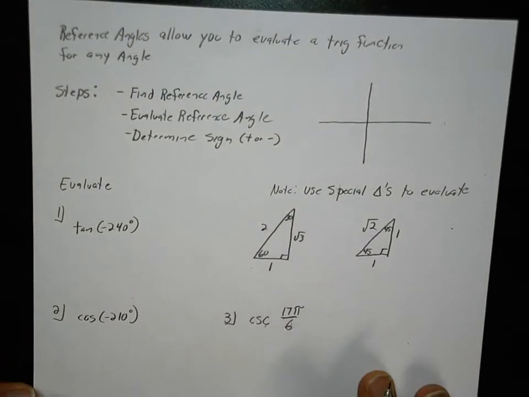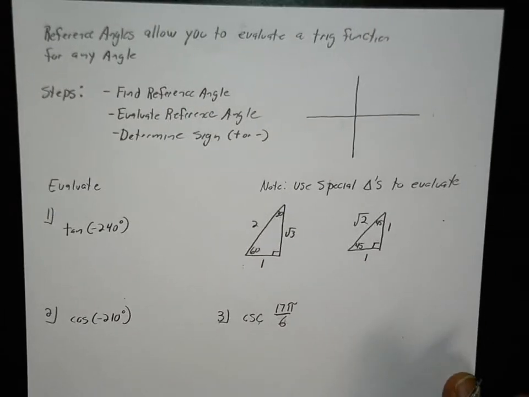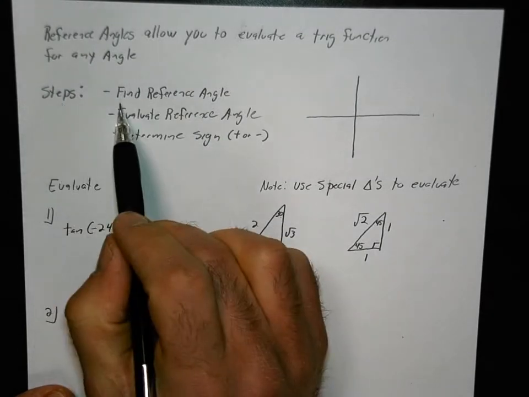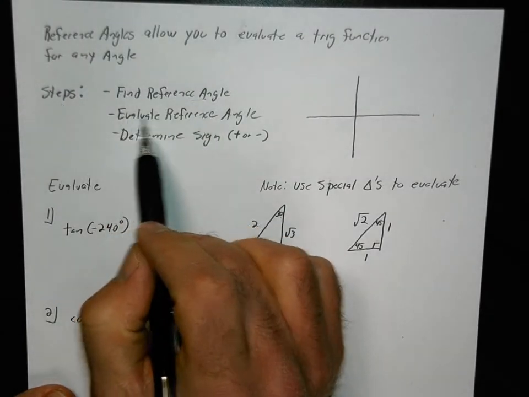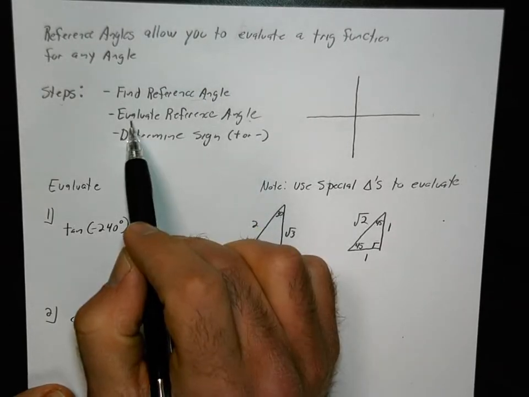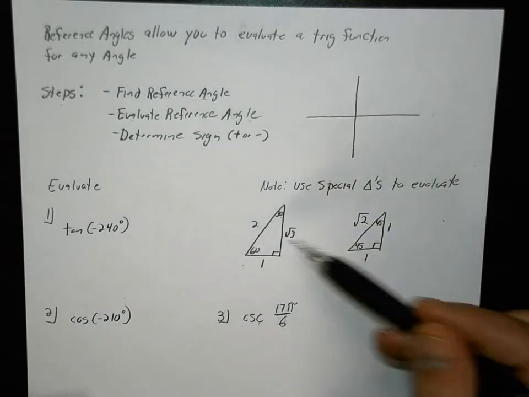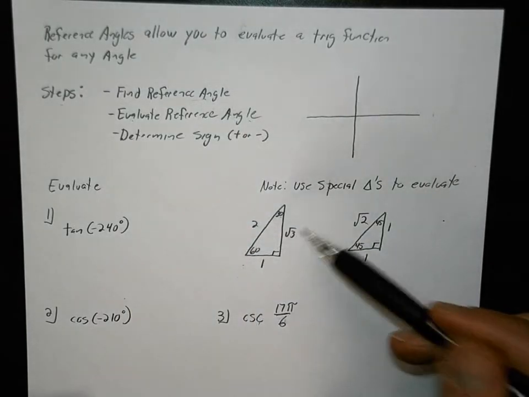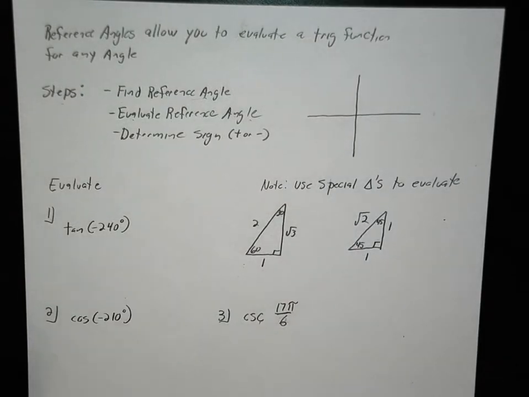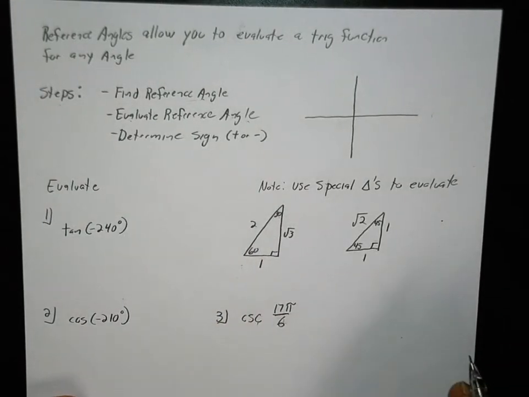So reference angles allow us to evaluate trig functions for any angle. Okay, so this is very important. Here are the steps. We find the reference angle, we evaluate the reference angle, and we can evaluate reference angles without using a calculator if they're angles that are multiples of the special triangle angles, 30 degrees, 60 degrees, or 45 degrees. And then we determine the sign, whether the result is positive or negative.